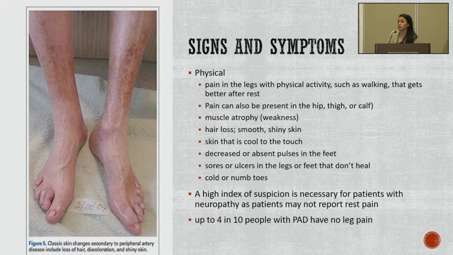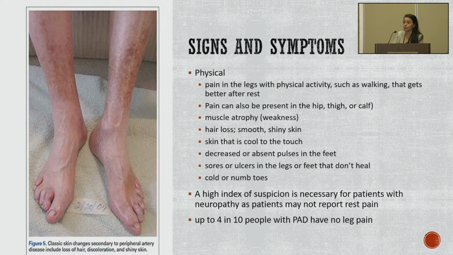As far as manual muscle testing, this is something I do on every patient. We want to identify any muscle atrophy, any muscle weakness, because these are very key indicators for peripheral arterial disease as well. Skin that is cool to touch, numbness, or unfortunately, by the time some of these patients get to us, they already have either preulcerative lesions or ulcerations to the foot and leg.